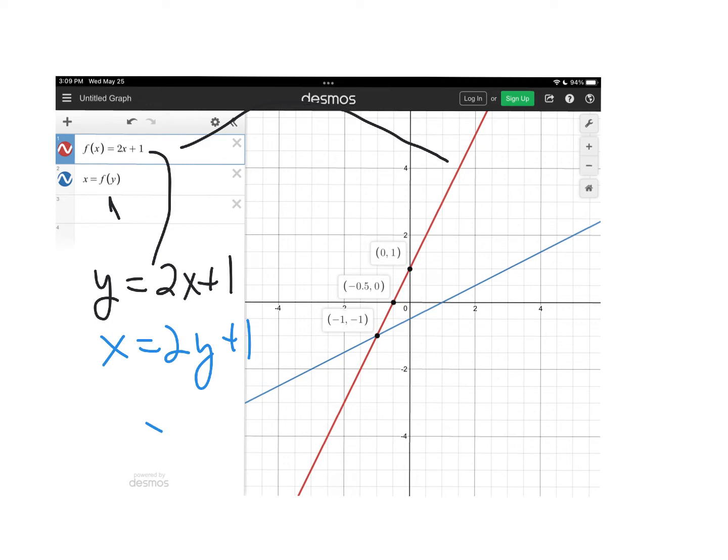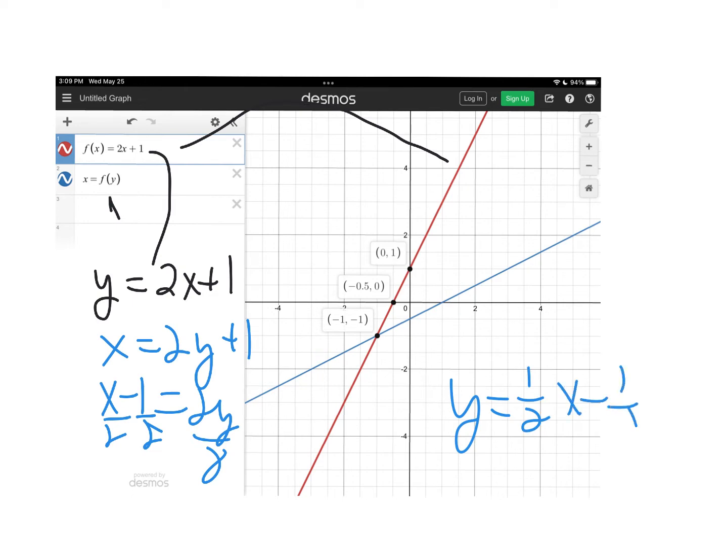I'll subtract 1, so x minus 1 equals 2y. Then I divide by 2. So the inverse is y equals 1/2 x minus 1/2. If you look at this blue graph, that's -1, that's -2 based on the scale. So you see how the y-intercept is -1/2, and that has a slope of up 1 over 2. See how that slope is 1/2.